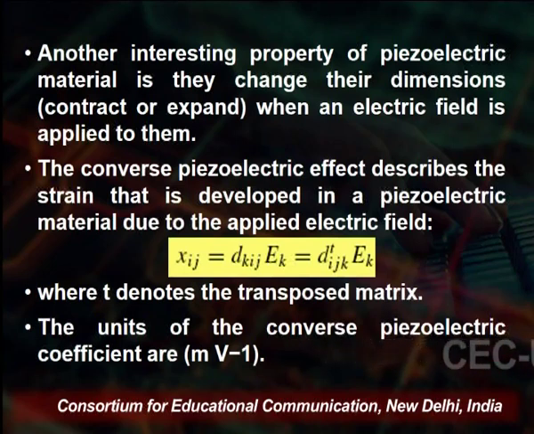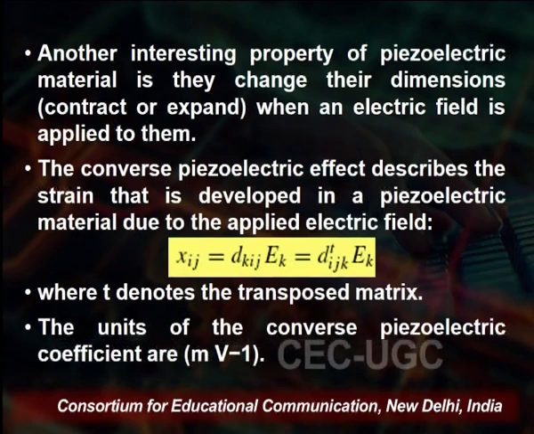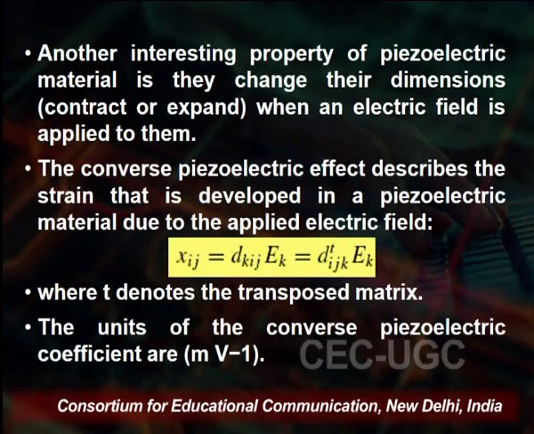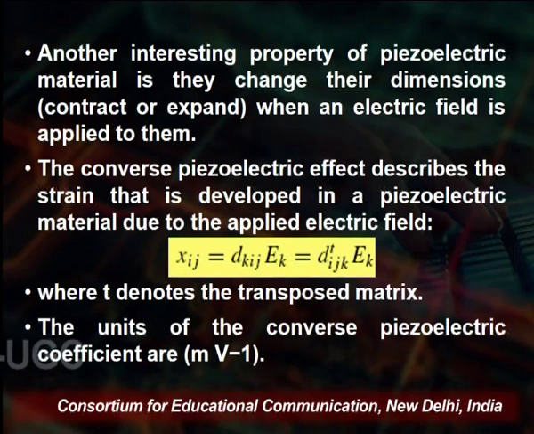The converse piezoelectric effect describes the strain that is developed in the piezoelectric material due to the applied electric field. It is defined as Xij = dkij Ek, where the d with transpose indices is dijk transposed. You see that it is a converse effect, and the unit of the converse piezoelectric effect is meter per volt.